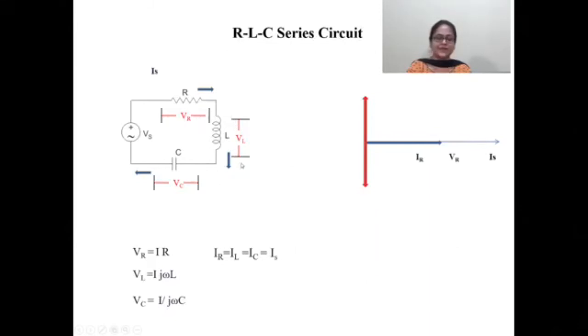Inductance, as we have seen in the previous statement, ELI the ICE man, where the voltage phase is leading the current phase. So this is the phase for voltage across the inductance, and this is the phase for voltage across the capacitor. We have denoted it by j omega L and 1 by j omega C. Now we have to find out the resultant of this particular voltage.